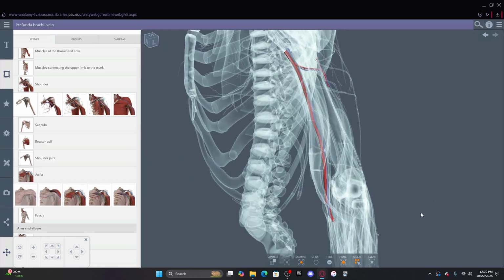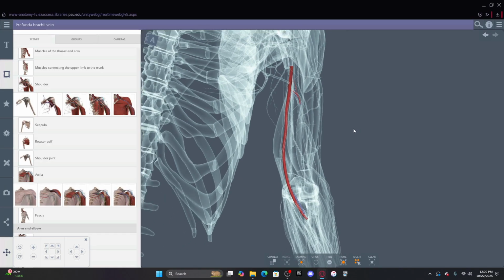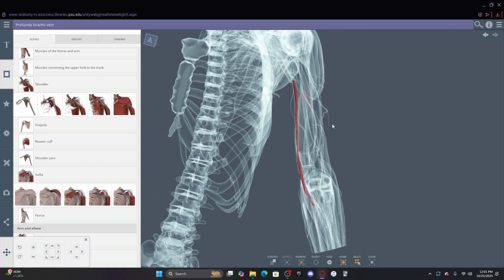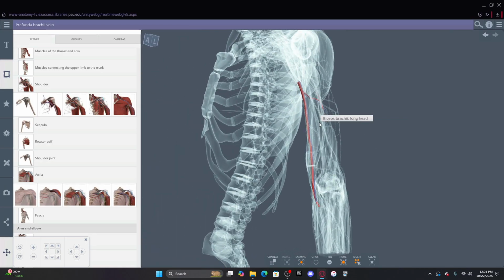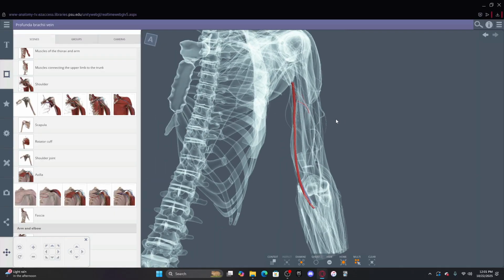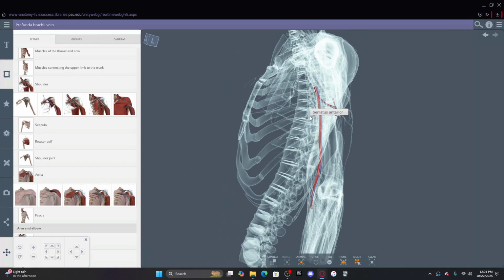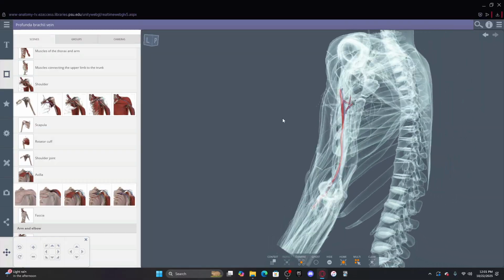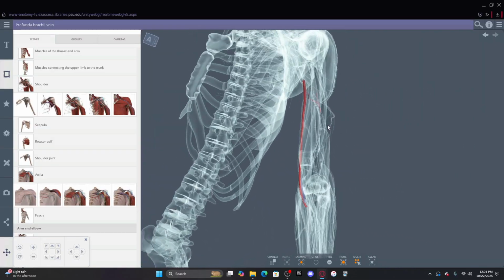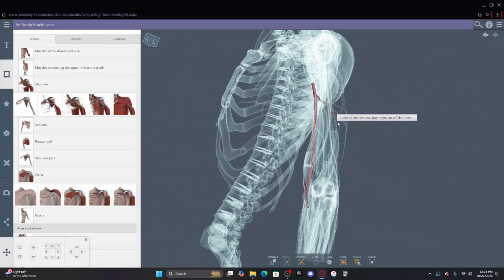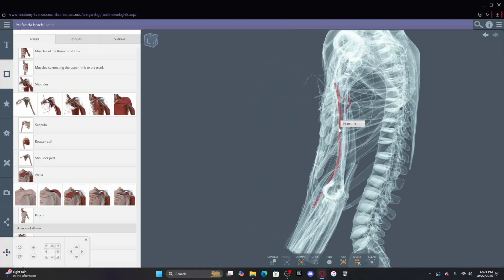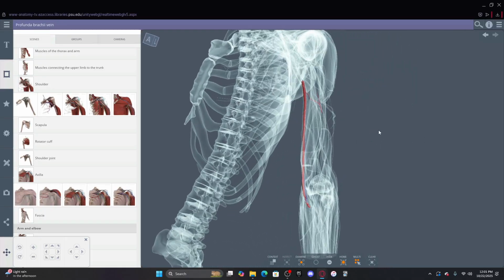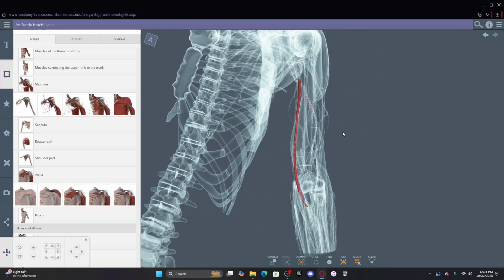Right, so we can see that more from the anterior. Now we can see the deep brachial artery and the deep brachial vein going into the deeper compartment of the arm. All right, these are supplying the anterior muscles of the arm, as well as some of the posterior.